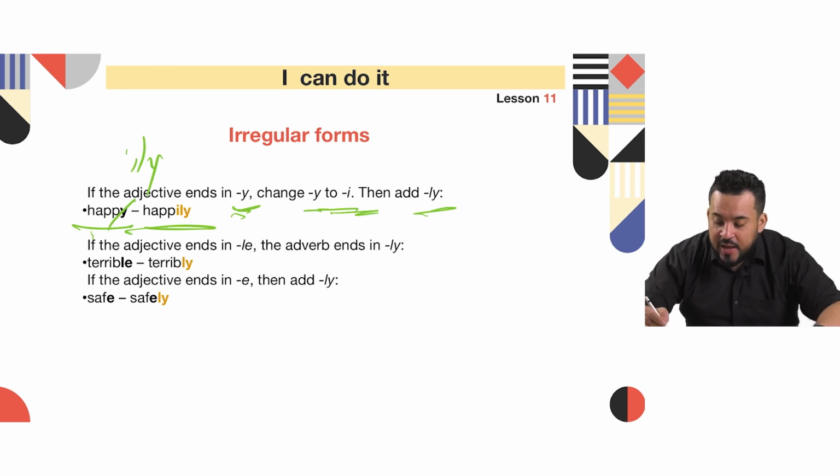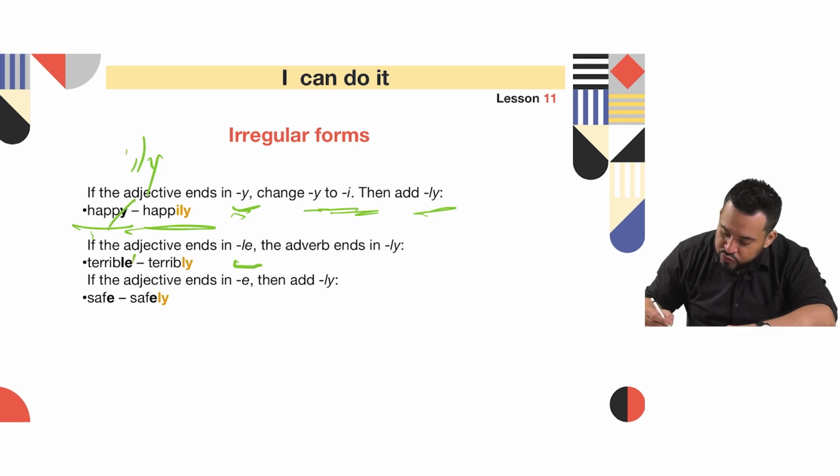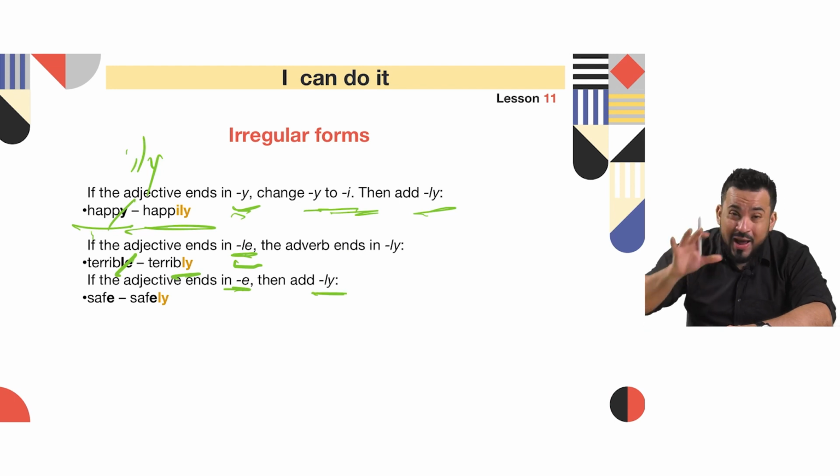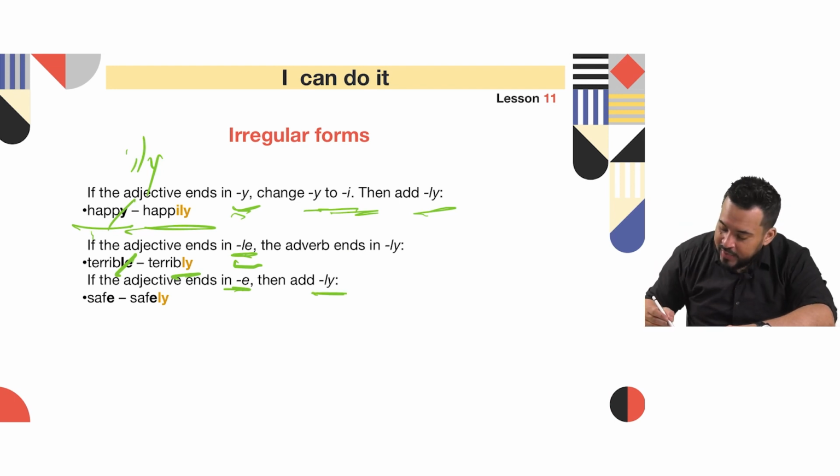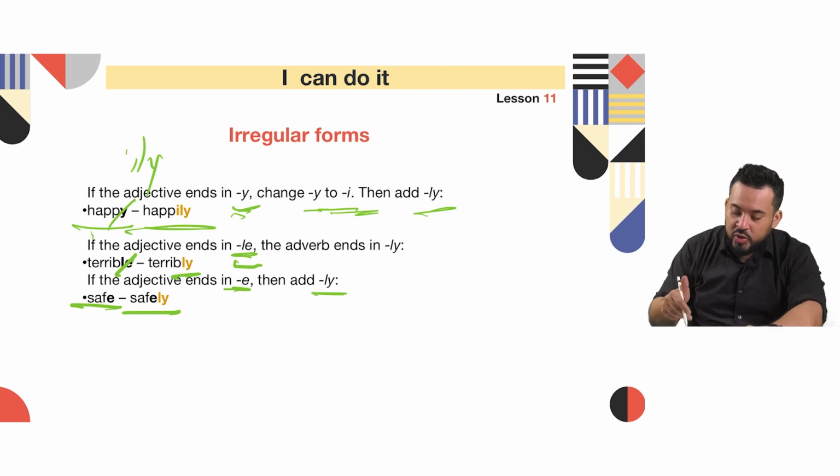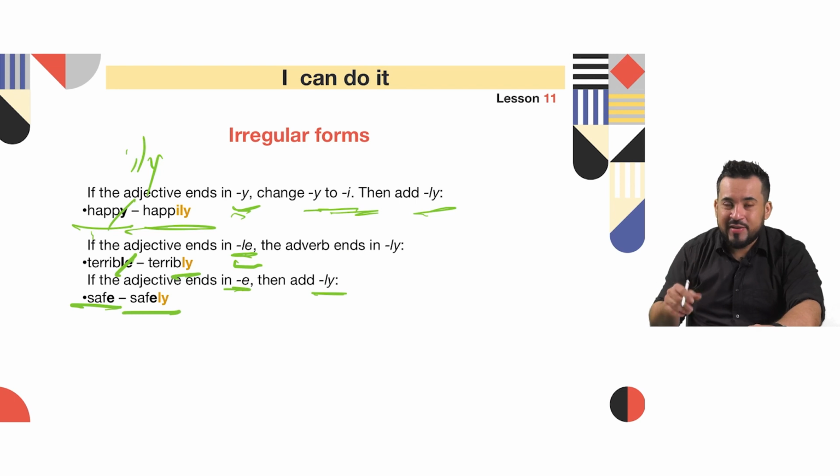If the adjectives end in le, then the adverb ends in ly. For example, terrible, we just remove the e and we put ly. If the adjectives end in e, then we add ly and we keep the e. Okay, like safe, safely. You have to practice this a little more at home because it just takes a little practice and you'll get it.